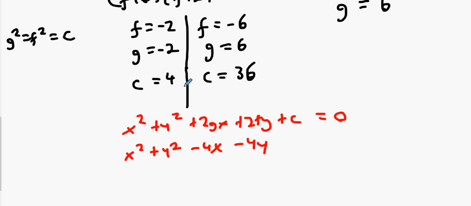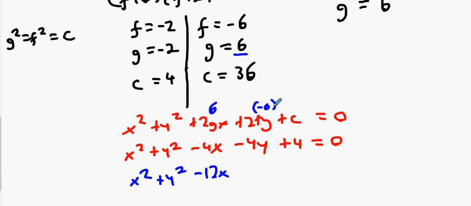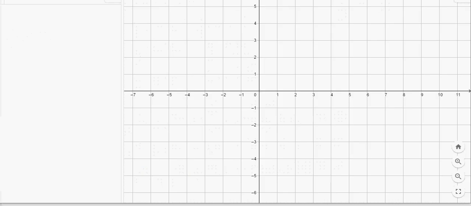And plus c is plus 4, and that equals 0. That's one equation. And then the second equation is going to be x squared plus y squared minus 2gx, which is going to be minus 12x because g is 6. Replace g with 6 and replace f with, oh, sorry, plus 12x minus 12y plus 36 equals 0.